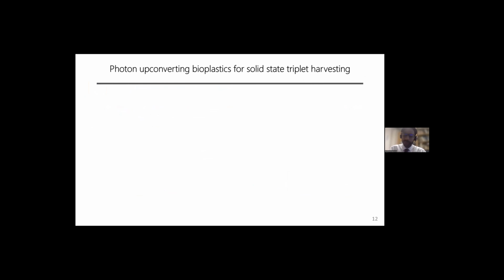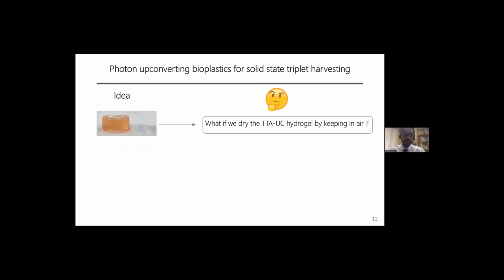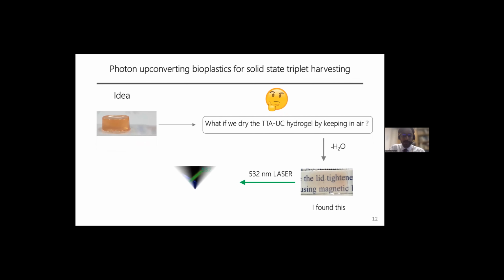Later on, I thought of the idea: what if I dry this hydrogel in the air? I found out that when all of the water goes away due to evaporation, this hydrogel transforms into a very nice bioplastic film. And when I checked the upconversion property of this system by exciting with a 532 nanometer laser, it showed very nice blue emission.